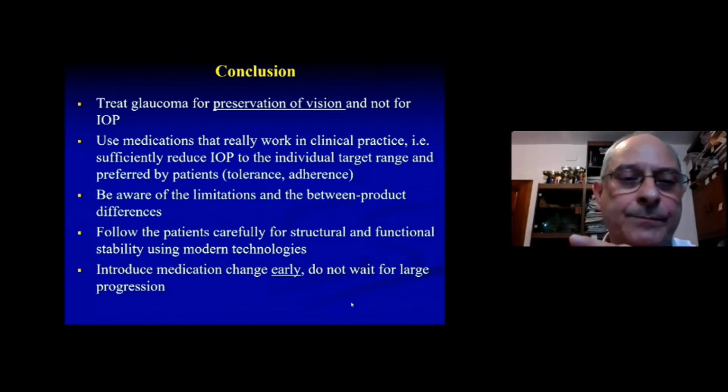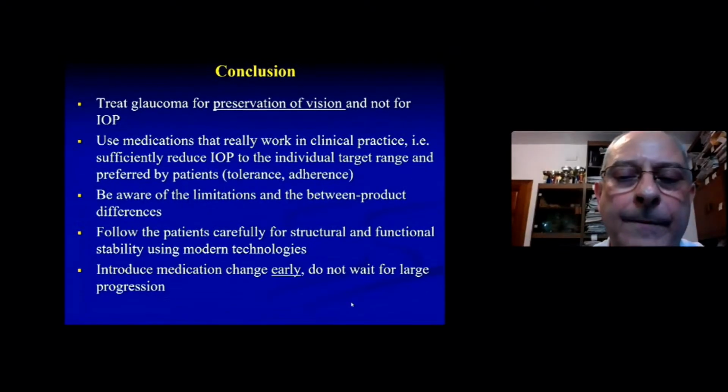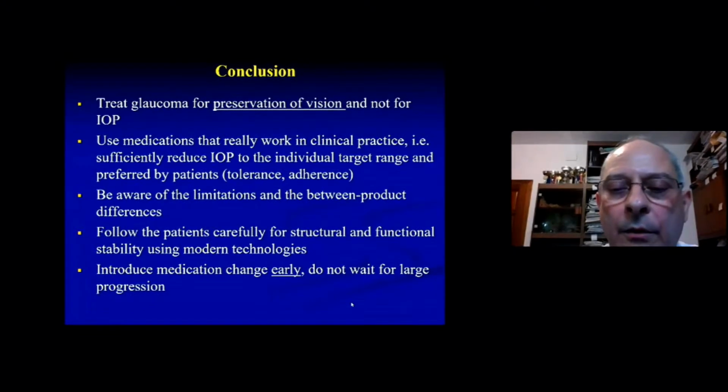So the conclusion is that glaucoma treatment should be for preservation of vision. IOP is just a tool for that. So when function or structure worsens, we must change medication, set a lower IOP as target, and find the appropriate ways to reach the target IOP. This is the right way to go on medium and long term, nothing else.